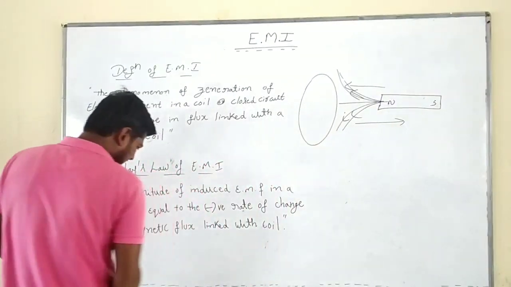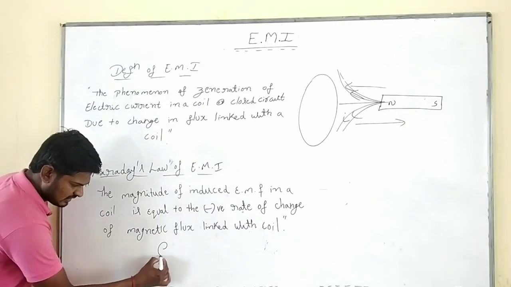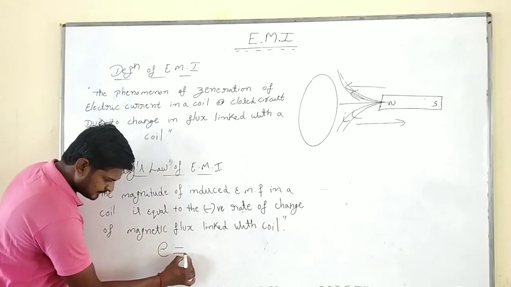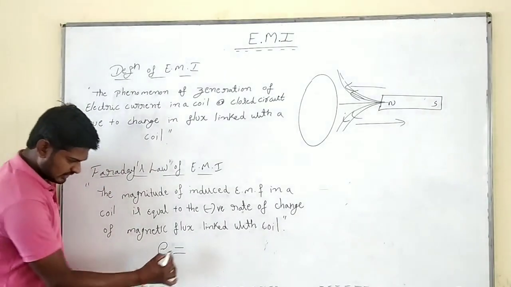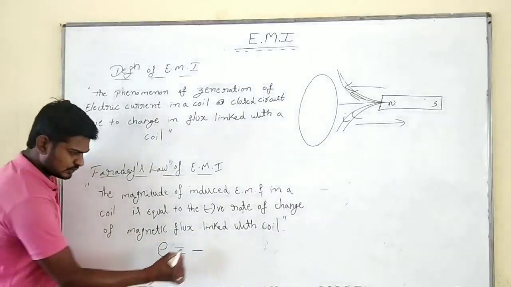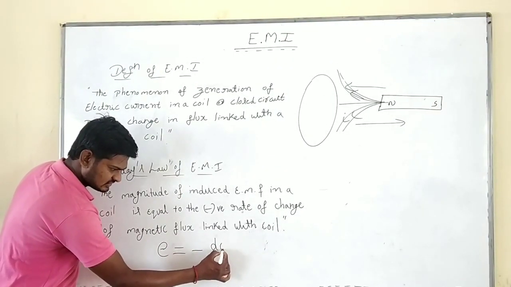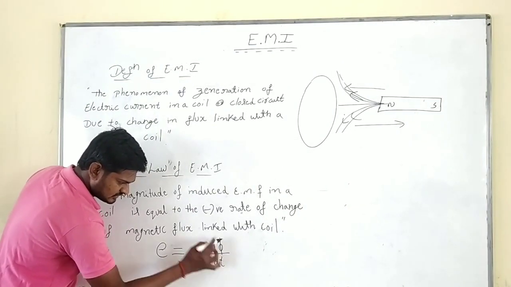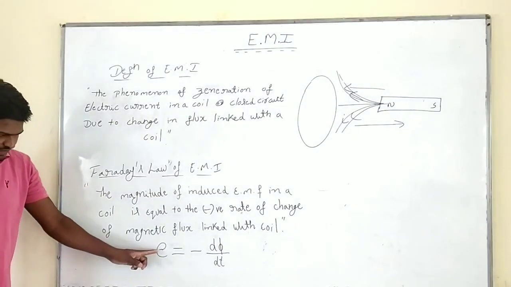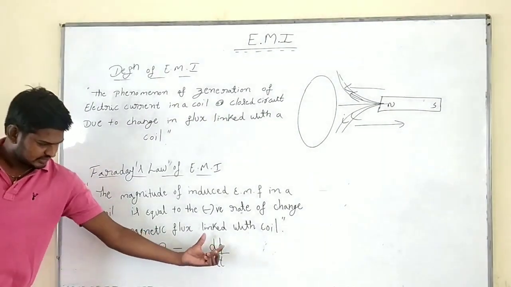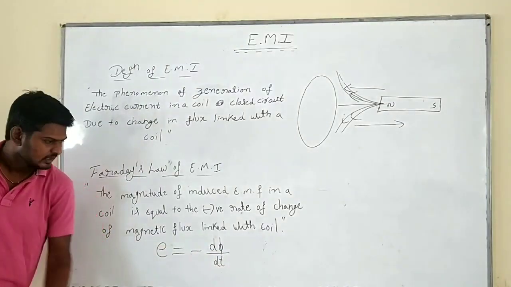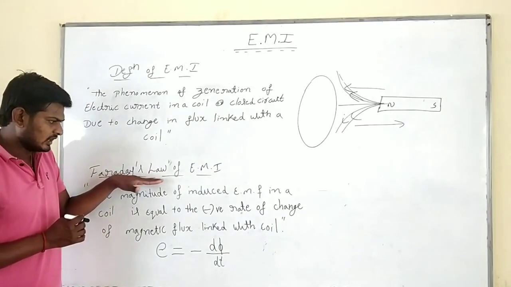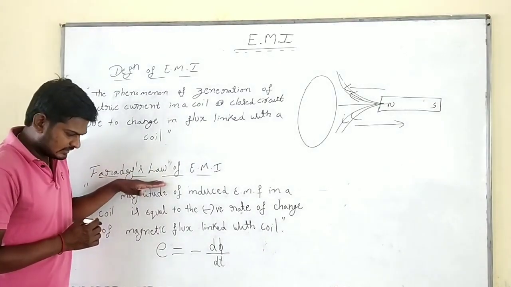That we can write as a mathematical equation. Now, the induced EMF we write as E. The induced EMF E is equal to the negative rate of change of magnetic flux. Change in flux we write as dΦ, and rate of change we write as dΦ by dt, where dt is the time interval. The induced EMF is equal to negative dΦ by dt, the negative rate of change of magnetic flux. This we are going to call the Faraday law of electromagnetic induction.